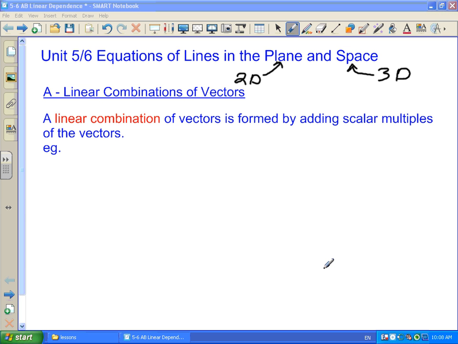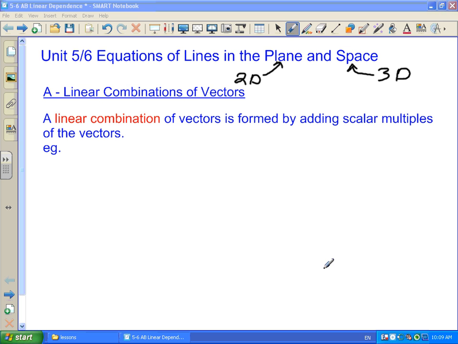But what we want to do here is bring a lot of these concepts together, and sort of nail down a little bit of terminology to make things that you're going to encounter in the textbook a little bit more clear. First off, what is a linear combination of vectors? Well, we've got the definition up here. It's formed simply by adding scalar multiples of vectors.